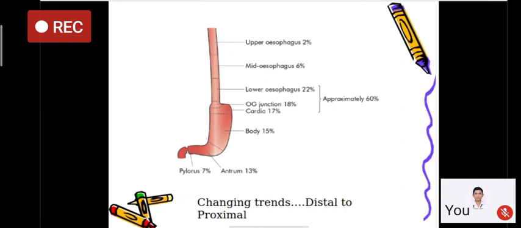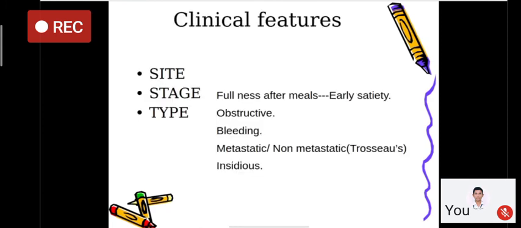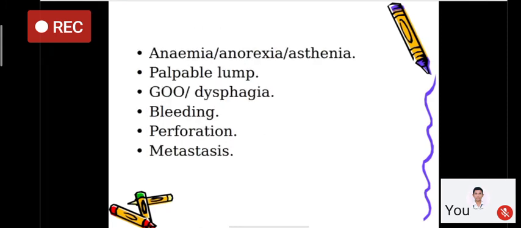There were no symptoms. An asymptomatic patient came to you with simply anemia. You were investigating the anemia, you thought you should do an endoscopy, and then you find there is a big mass inside. Or an ultrasound was suggestive of some mass lesion, you did an endoscopy and found a lesion inside. That's called an insidious type of presentation. So anemia, anorexia, asthenia is one presentation. A palpable lump can be another clinical presentation.